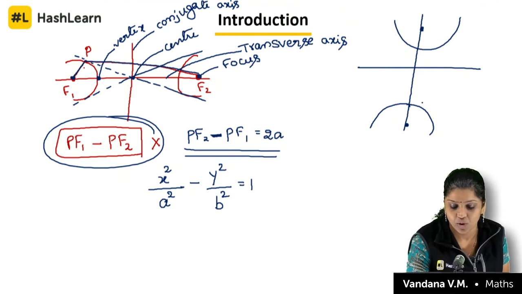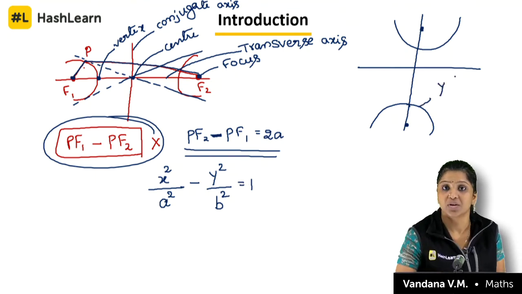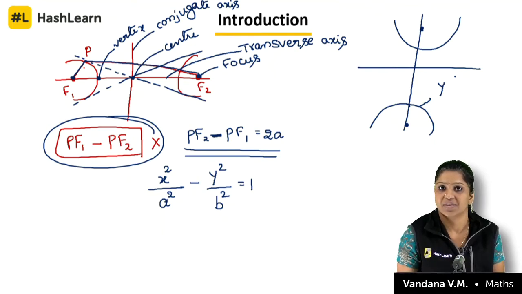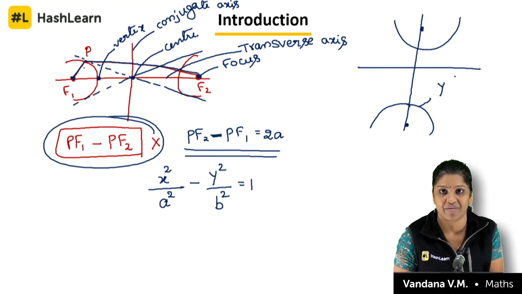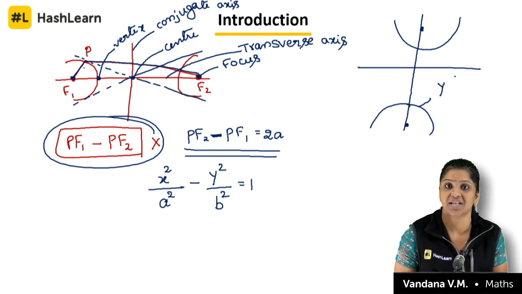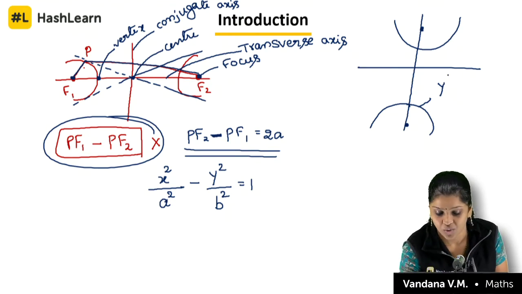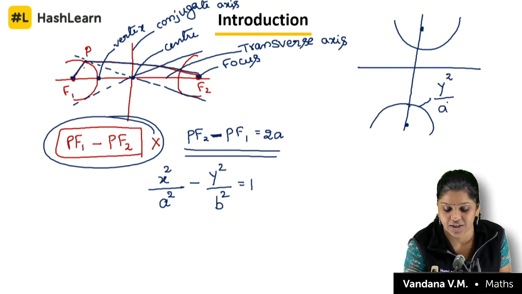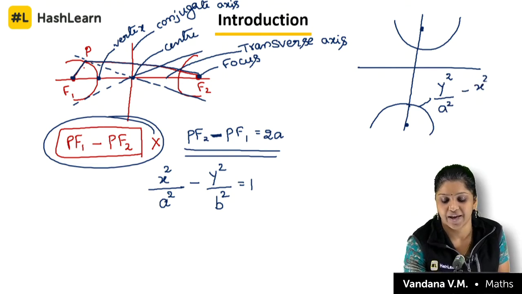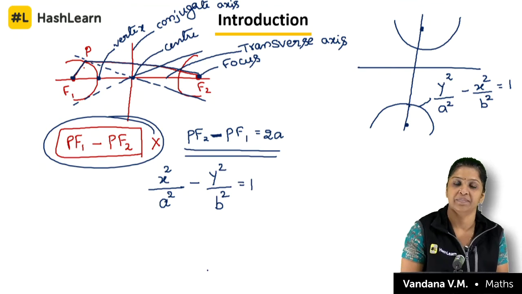Here I will write the equation as follows. Because it is along the y-axis, my conjugate axis is along the x-axis, and my transverse axis is along the y-axis. So the transverse axis is the longest axis, and I should not get the minus. So I will write y square by a square minus x square by b square is equal to 1.